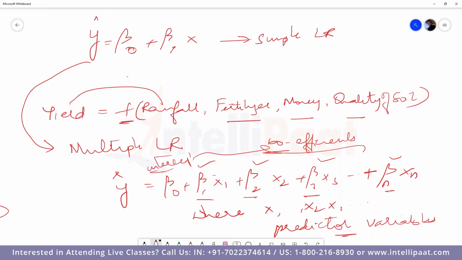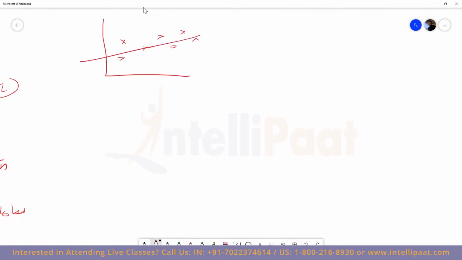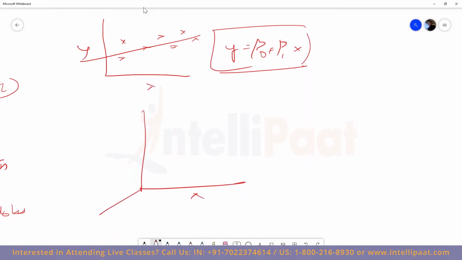Okay, so now I'll explain. In the case of a simple linear regression, we are simply fitting a straight line. You have all your data points, and then you're simply fitting a straight line, and hence the equation is y is equal to beta naught plus beta 1 times x, a simple one-dimensional equation. This is y and this is x. But in multiple linear regression, things are a little different. So you have x1, x2, and y, and you may have a lot of data points. Hence, instead of fitting a simple straight line, we fit a plane.